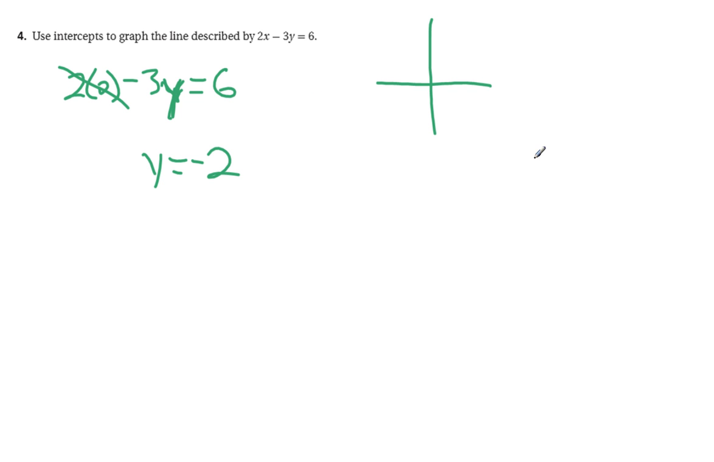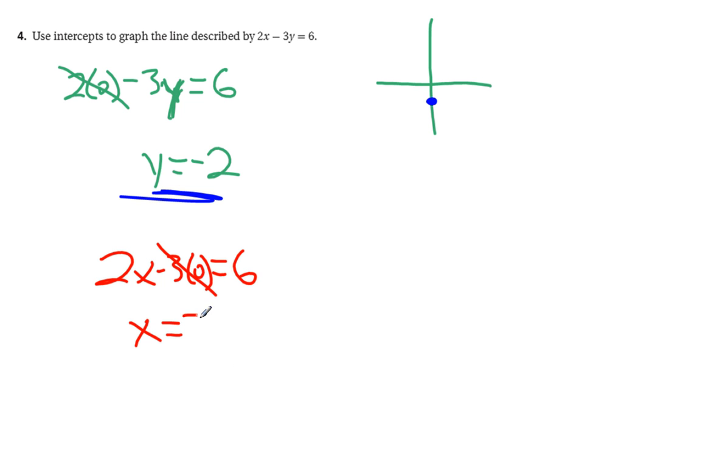And let's do that in a different color. Let's say this was supposed to be blue. So 0, negative 2 is our y-intercept. We can get our x-intercept by setting y equal to 0, so 2x equals 6, because again, for the same reason, 3 times 0 is nothing. We divide everything by 2, we get x equals 3. So our second point is 3, 0.